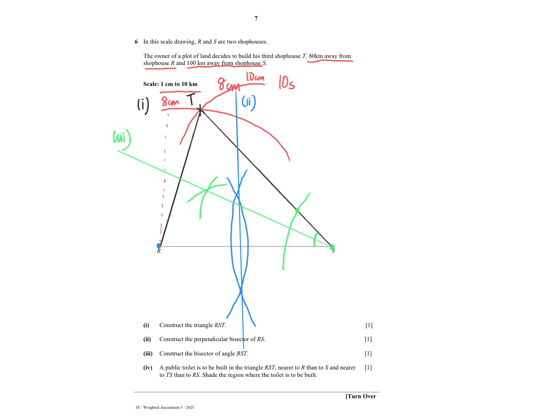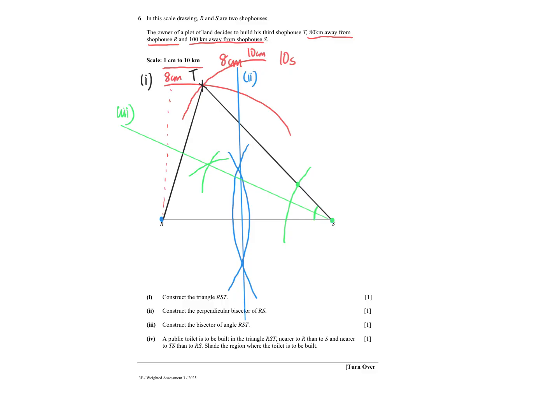Okay, last one. They say, can you shade the side that is nearer to R than S? Shade this part first, right? Nearer to R than S is this part. And then they say, shade the part that is nearer to TS than RS. So TS to RS is here. So the final answer I want does not include this part.